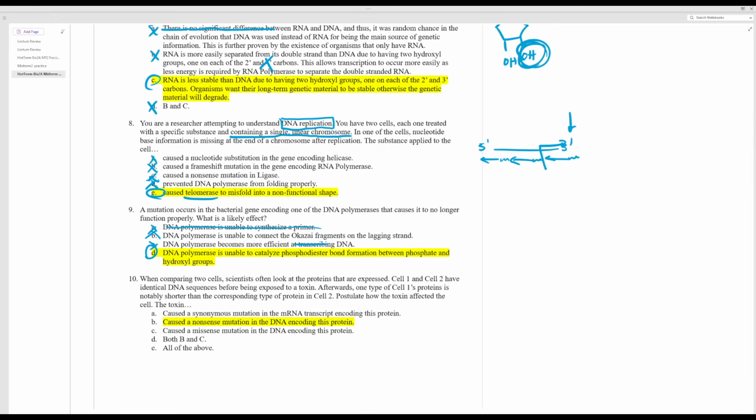When comparing two cells, scientists often look at the proteins that are expressed. Cell 1 and 2 have identical DNA sequences before being exposed to a toxin. Afterwards, one type of cell 1's proteins is notably shorter than the corresponding type of protein in cell 2. So I have two protein sequences, cell 1 and cell 2, after toxin. I have my cell 1 sequence and I have my cell 2 sequence. Remember, these are proteins. These are primary structures.